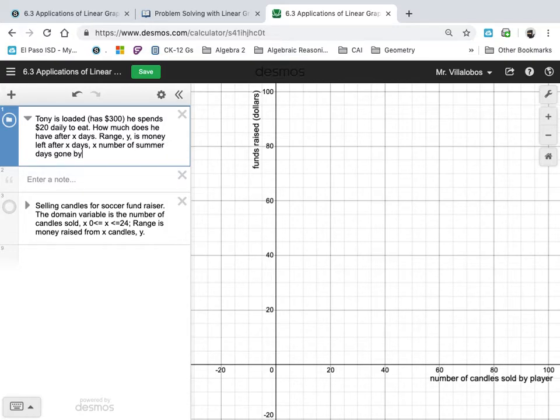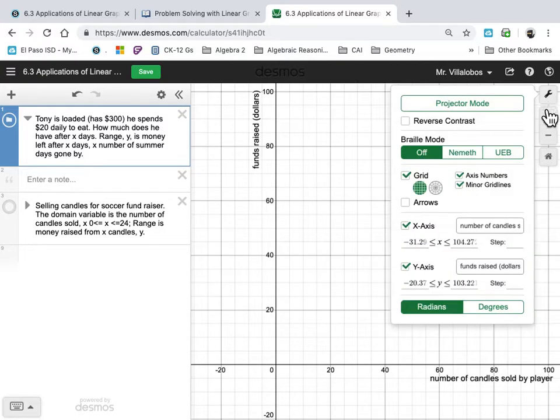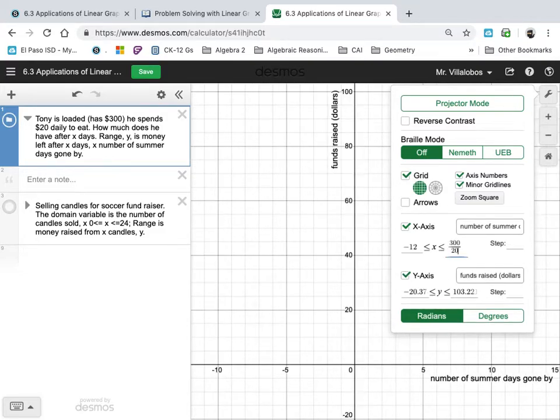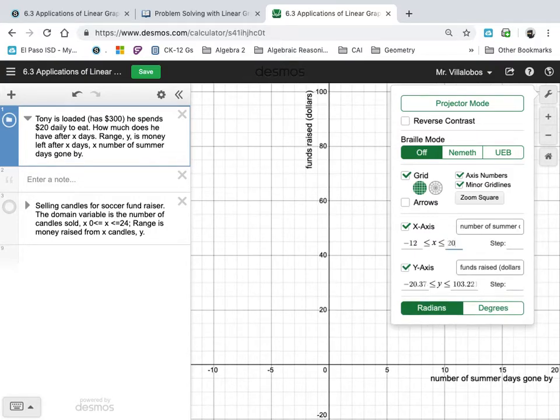Gone by. Okay, I'm getting a little too sentimental here. Okay, x-axis. It's not the number of candles, it's the number of days since summer began. Days gone by. And they could start at -10, -12, and I don't know. What's 300 divided by 20? 15. So he's going to be out of money after 15 days.